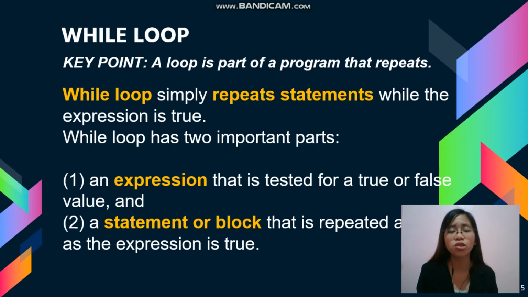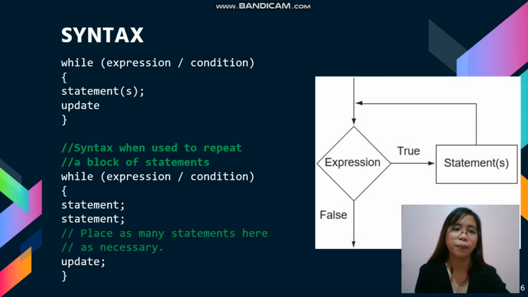So while loop has two important parts. Number one is an expression that is tested for a true or false value. And number two, a statement or block that is repeated as long as the expression is true. So this is our syntax for while loop. We have while, then dito nakalagay yung expression, inside the parenthesis. Then we have open and close brackets again, and inside that bracket, nandyan yung iyong statements.